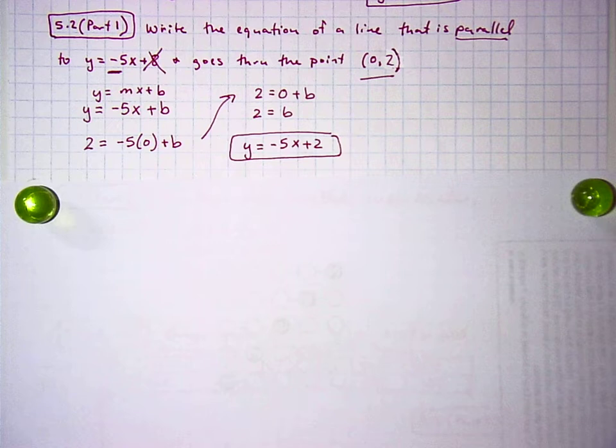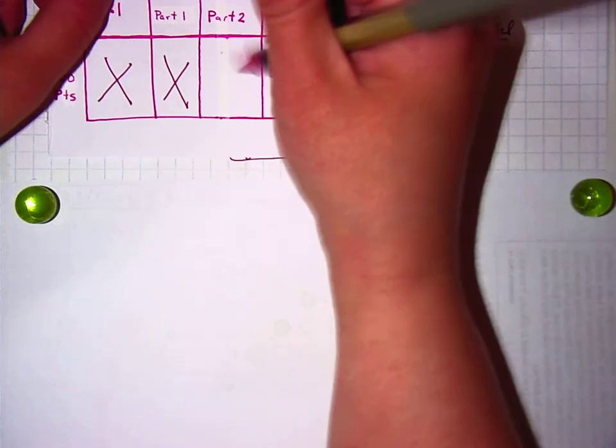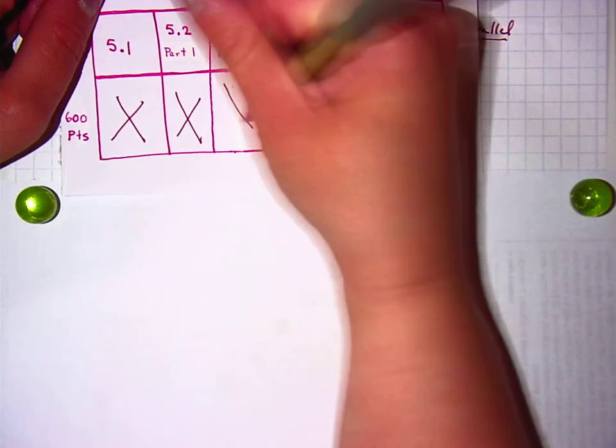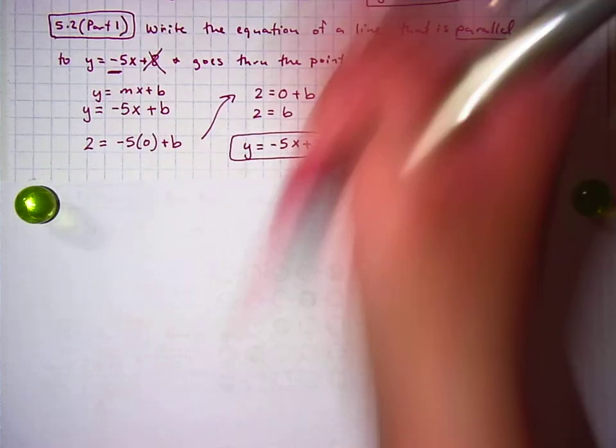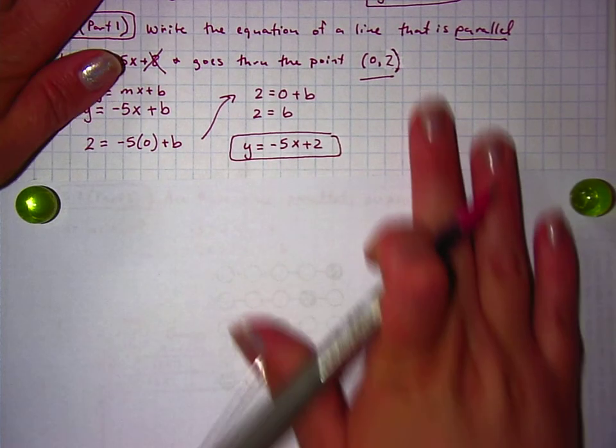Did you get it right? It's another 600 points. That's 1,200 points for you so far. I'm sure you're killing it. Third one, 5.2, part 2.